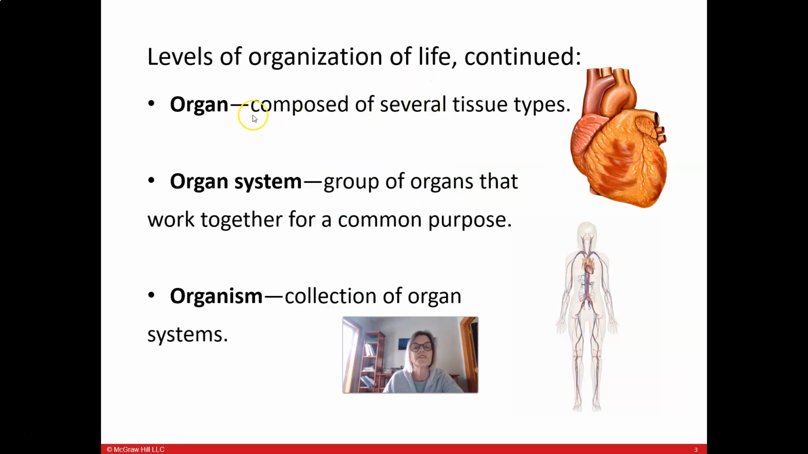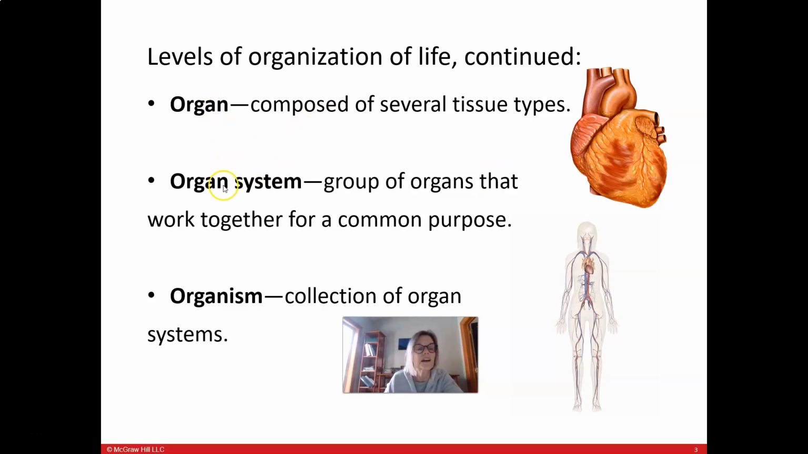Continuing on, groups of tissues, at least a couple of tissue types, come together and make organs. Hopefully you recognize this organ here, that's the heart. The tissues present in the heart are mainly muscle tissue, but there's also some connective tissue that holds things together. There's epithelial tissue on the surface, and there's nervous tissue that's controlling the electrical impulses. So organs are composed of several tissue types. They have distinct shapes and distinct functions. We're going to talk about a lot of organs this semester.